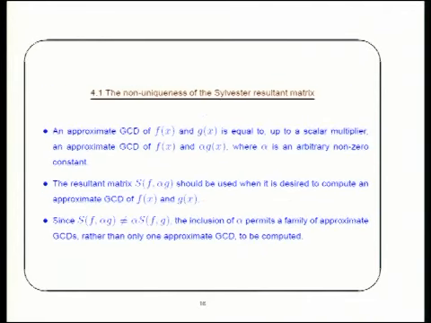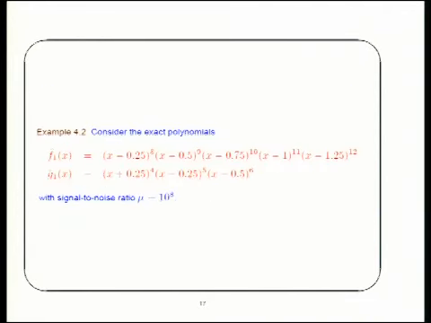here's an example. Suppose I've got f and g, and you can see those are two relatively unpleasant polynomials. And you can see their GCD is of degree 11. Those are pretty nasty polynomials. So let's just work out this example.